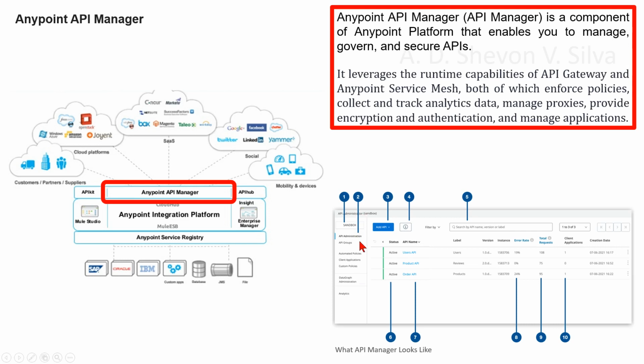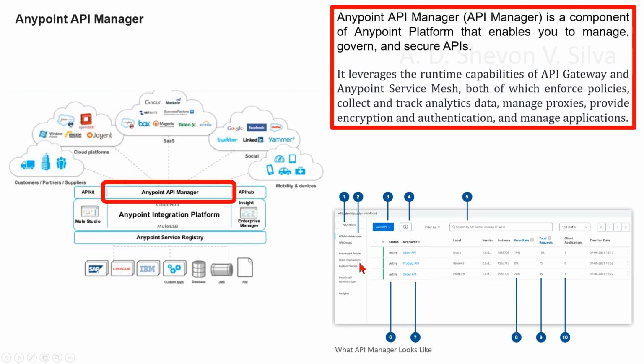Number 2, navigation menu. In API groups, an API group is an API asset that enables organizations to publish a group of API instances as a single unit. Automated policies. Policy automation enables security architects and administrators to secure and govern every API running in an environment.